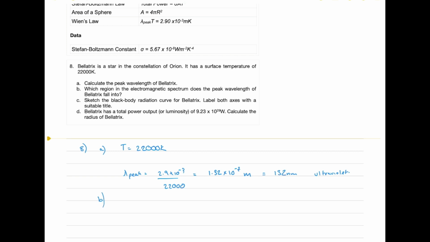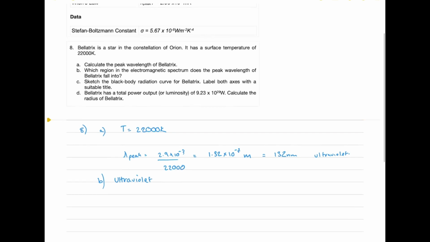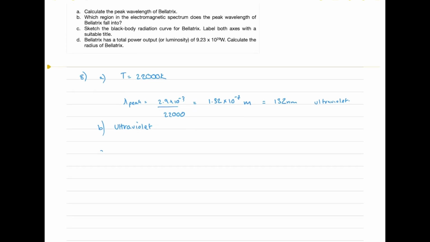Question B. Which region of the electromagnetic spectrum does the peak wavelength of Bellatrix fall into? Ultraviolet. So you would really see a strong intensity of light if you were to look at this star through an ultraviolet camera. C. Sketch the black body radiation curve for Bellatrix. Label both axes with a suitable title.